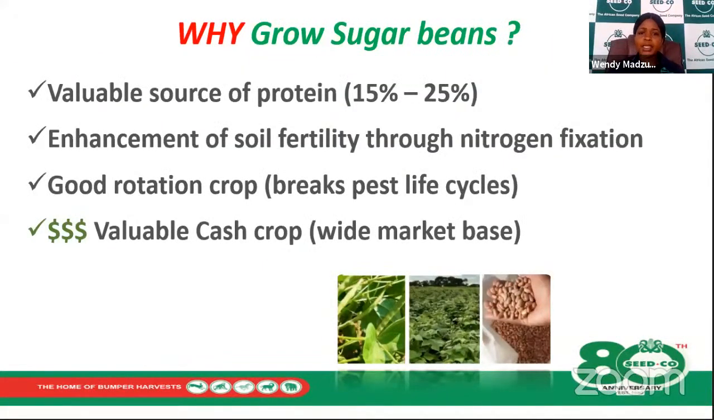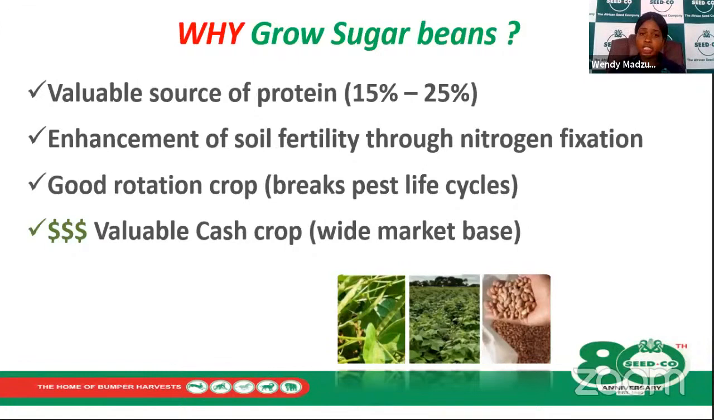Now, why grow sugar beans? Sugar bean is a valuable source of protein. The protein value from sugar bean can range between 15 to 25%. And it also enhances the soil structure because it adds on the fertility of the soil through nitrogen fixation, especially if you're going to incorporate the crop residue after harvesting.